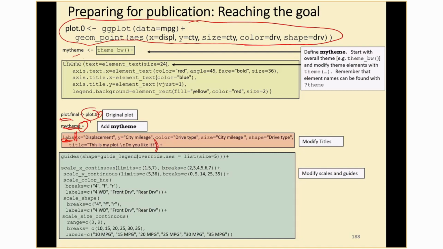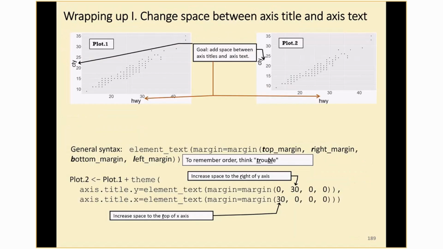And inside of that, you're going to specify the titles, and then you're going to give them the values that you want. So I want the x-axis to be the word displacement, and the y-axis to be the words city mileage, and the legend that shows the mapping of size on the city mileage, I want to have that title, and there's my overall plot title. When I've done all that, I can then add with a layer some reference to scales and guides to change those features of the plot that are data dependent. So now what I want to do is just a little bit of wrapping up.